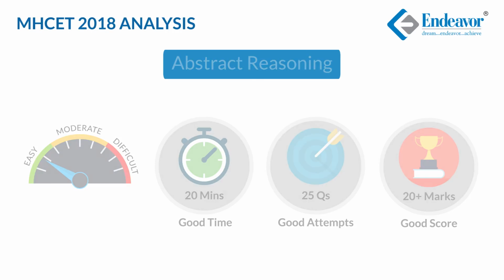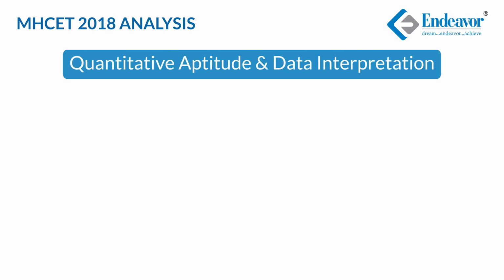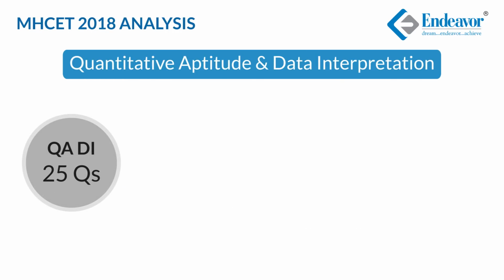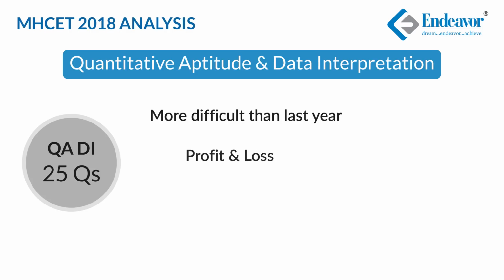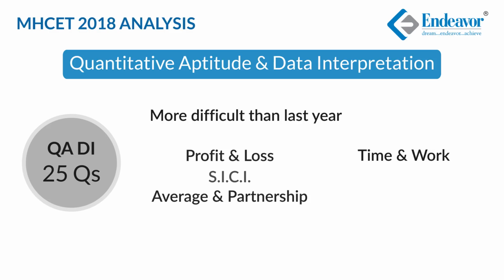Moving on to the quantitative aptitude and data interpretation section. Unlike last year, this section had relatively difficult questions. But there was a good mix from all topics, including profit and loss, simple interest, compound interest, average and partnership, time and work, time and distance, and probability.